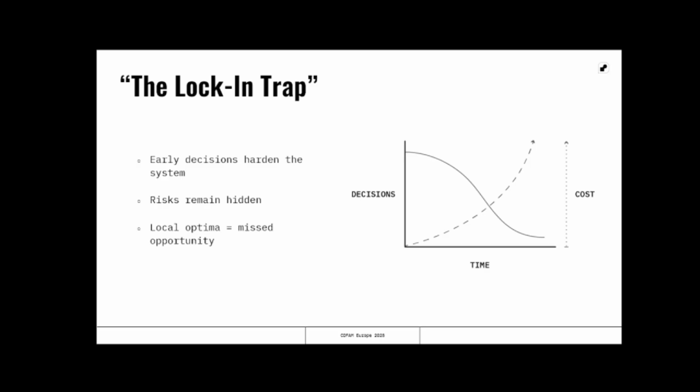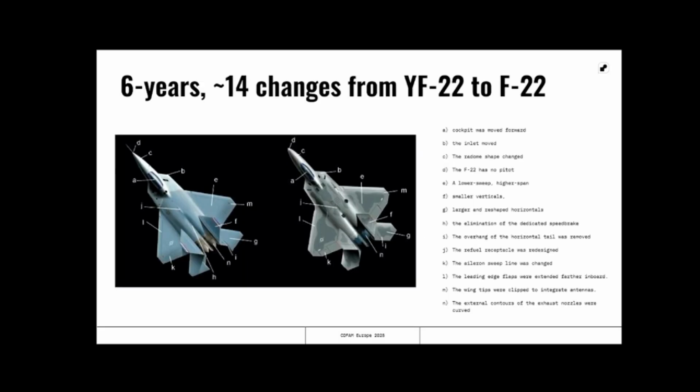It's this lock-in trap that's really pushing teams to fall into local optima early on, which creates massive budget implications downstream. One example of that in the old world is the F-22. This is an image I found of the design changes from the YF-22 to the F-22. The inlets had to move backwards on the aircraft from the YF-22, which was the prototype version that was fielded. It was 6 years, 14 changes.